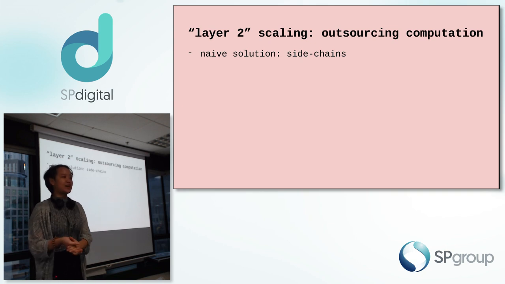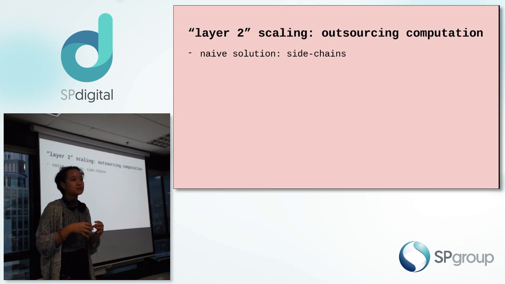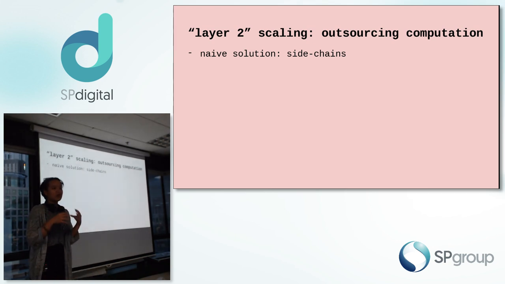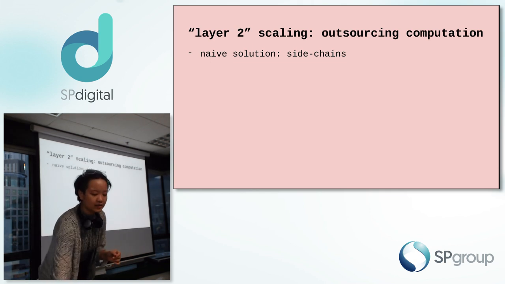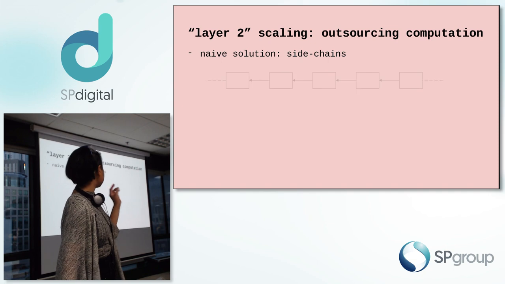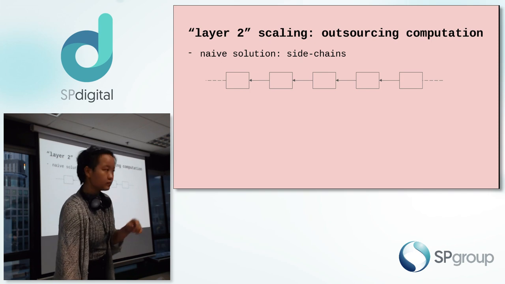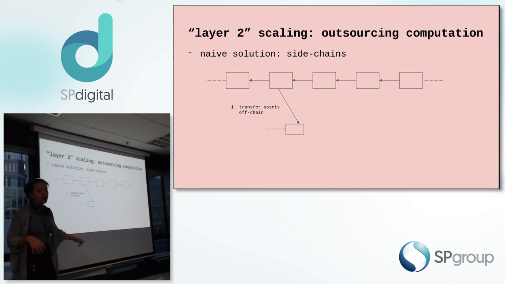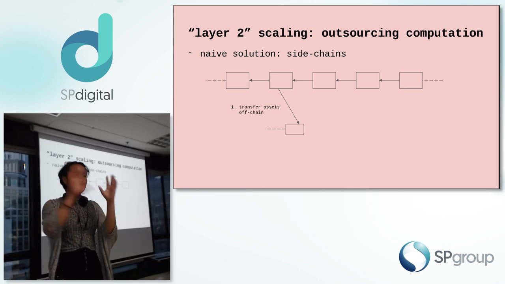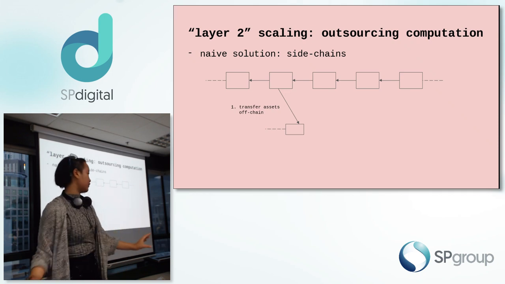Another strategy for scaling is called layer two scaling. Instead of trying to increase throughput on the chain, what we do is move as much as possible off the chain. We want to move all our difficult computations and all the heavy workload somewhere off chain. The most naive way to do this is through a side chain. So if this is your main Ethereum blockchain, you would first want to somehow transfer your assets to somewhere off-chain. So you own some Ether, you deposit it, you lock it in a smart contract, and from then on, it's understood that you're entering this off-chain world.